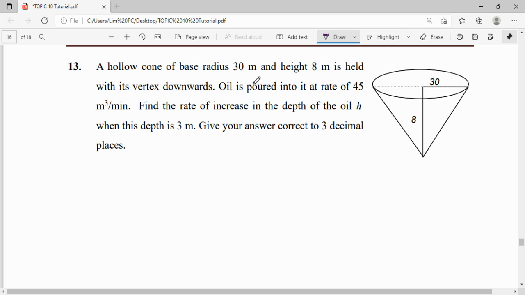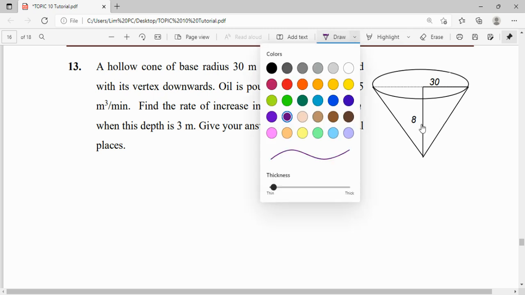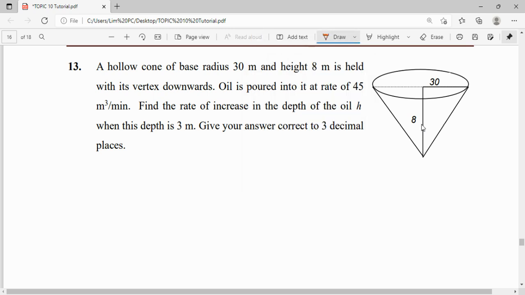The oil is going to pour inside at the rate of 45 meter cube per minute. So we get the information here where we're going to pour our oil inside this conical tank. As we pour our oil inside our conical tank, this is the radius of our oil, and this will be the depth of our oil, or the height of it.